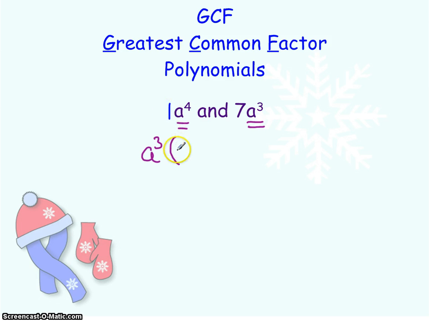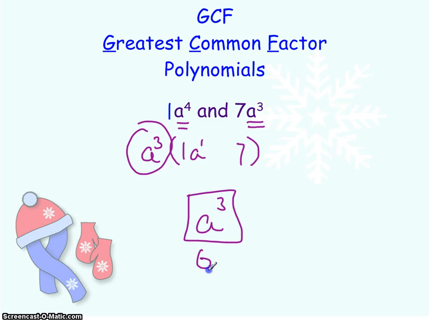Alright, so the visual 1, you can keep it there if you still need it. And to see what's left of your a's, you have to subtract the exponents that you have here. So 4 minus 3 is 1. Okay, 7 stays 7. 3 minus 3 is 0, so there's no more a's on that term. So the only thing that you took out here is a to the third, and that's your GCF.